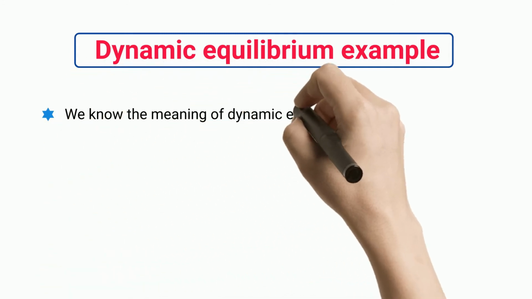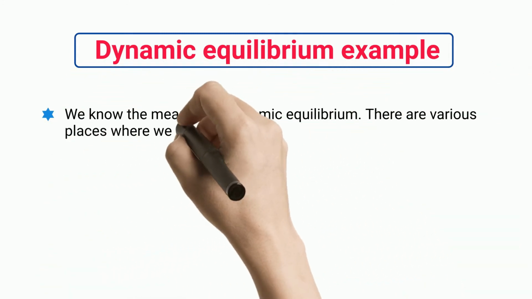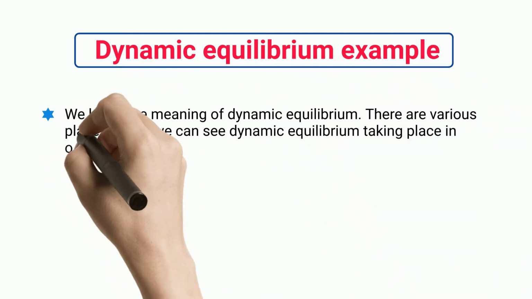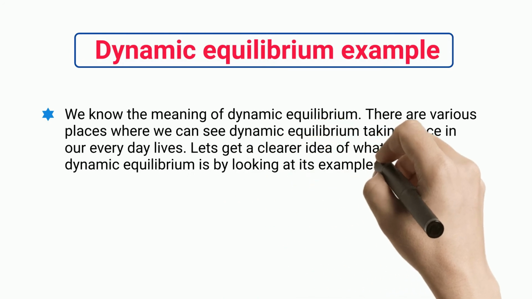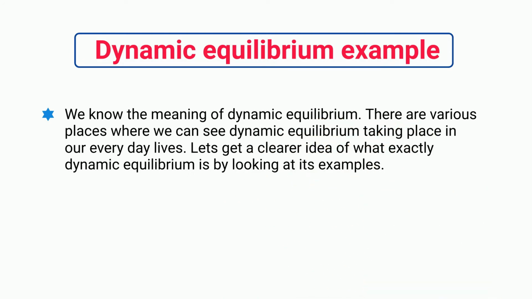We know the meaning of dynamic equilibrium. There are various places where we can see dynamic equilibrium taking place in our everyday lives. Let's get a clearer idea of what exactly dynamic equilibrium is by looking at its examples.